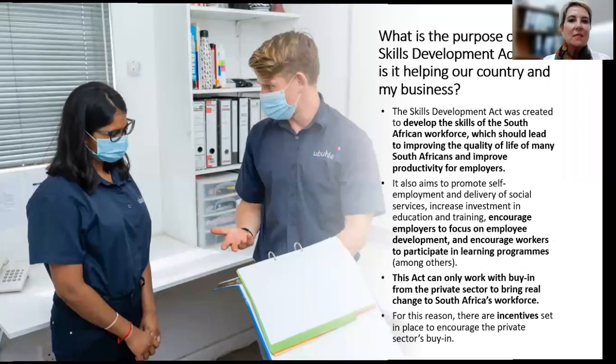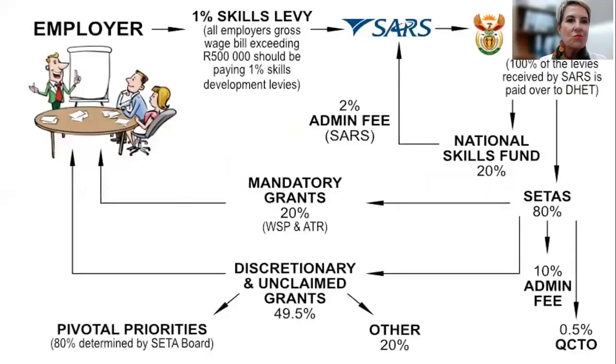So ladies and gents, I thought maybe just to refresh your memory around the table, and these are all things that we know, but maybe just to understand again what the landscape in South Africa looks like. First and foremost, remember that every employer that has a payroll of over 500,000 Rand pays 1% skills development levy.